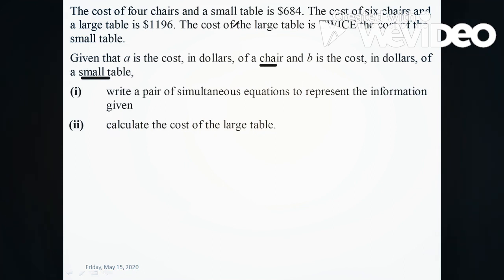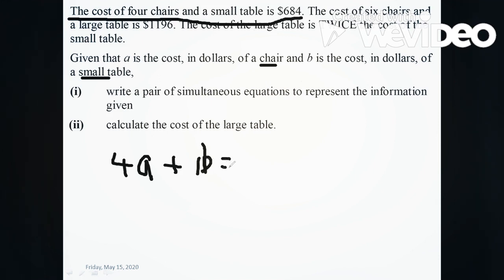I didn't want to read out the entire thing because you might forget, so I'm just going to look at the first phrase here. The cost of 4 chairs, so that's going to be 4a, plus a small table. Remember, a small table is represented by b, or 1b, and everything is going to equal $684.